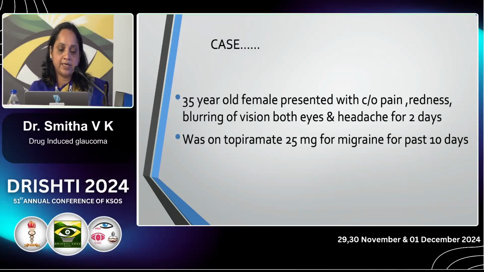This is a case of a 35-year-old female presented with complaints of pain, redness, blurring of vision in both eyes, and headache for the past 2 days. And she was on topiramate for migraine for the past 10 days.